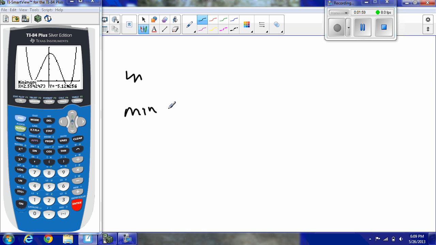Min of negative 5.12 at x equals 2.55. So the minimum value is the y value, and it's happening where the x is equal to 2.55.